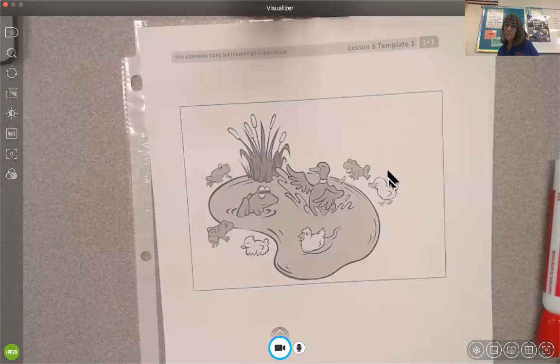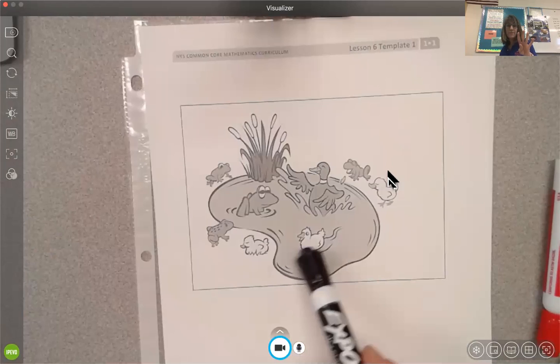What 2 different animals do we see? Frog and duck. Good. Show how many ducks there are with your 5 groups. So how many ducks are there all together? Did you say 4? Yeah, because we have to count the big adult duck and the little ones. So all together, there are 4 ducks.